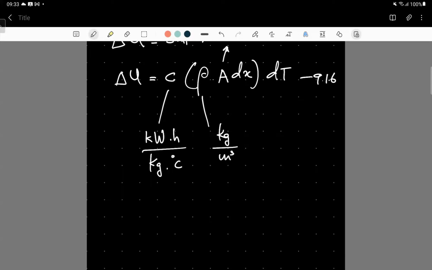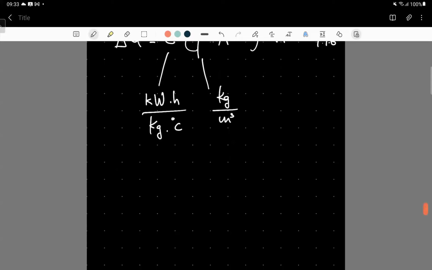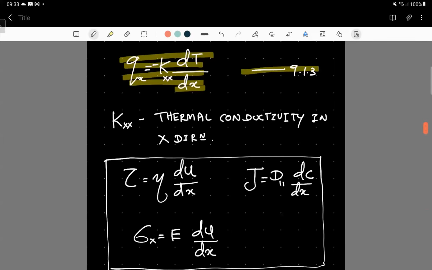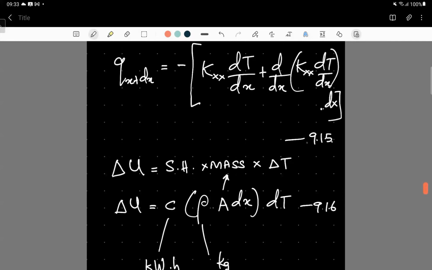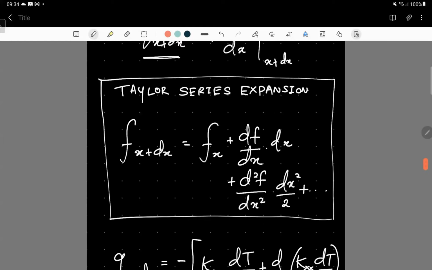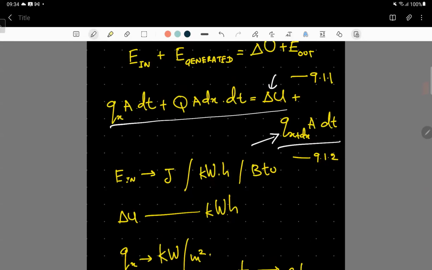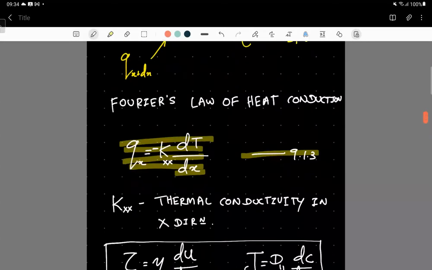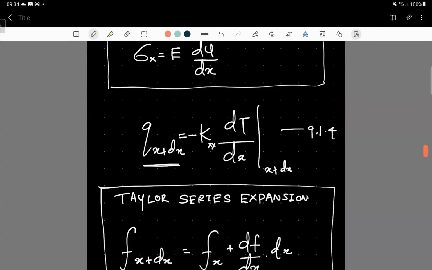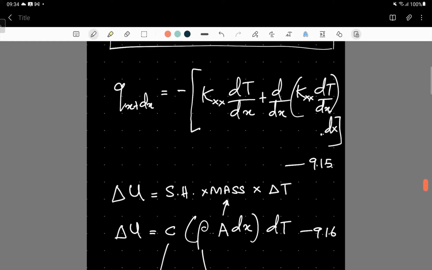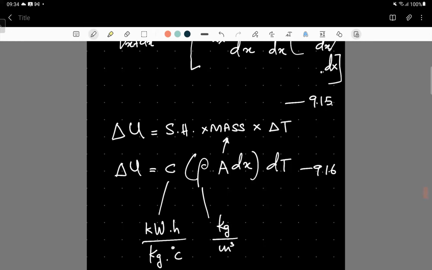We can now use equations 9.13, 9.15, 9.16, and substitute back into our original equation, that is equation 9.12. By rearranging the terms, dividing by the volume and dt, we can write down a simple one-dimensional heat conduction equation.